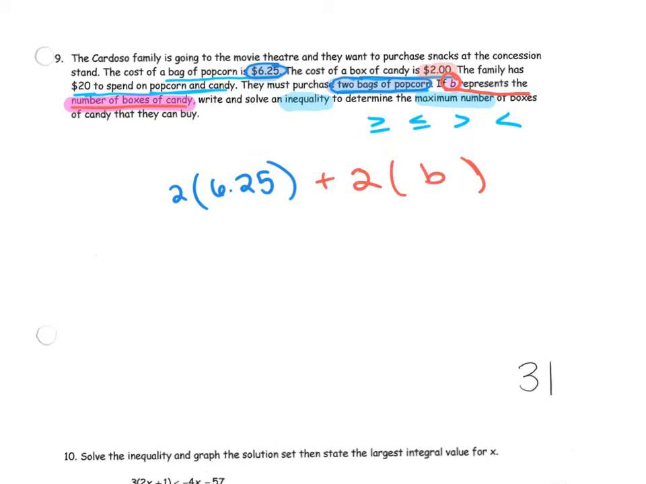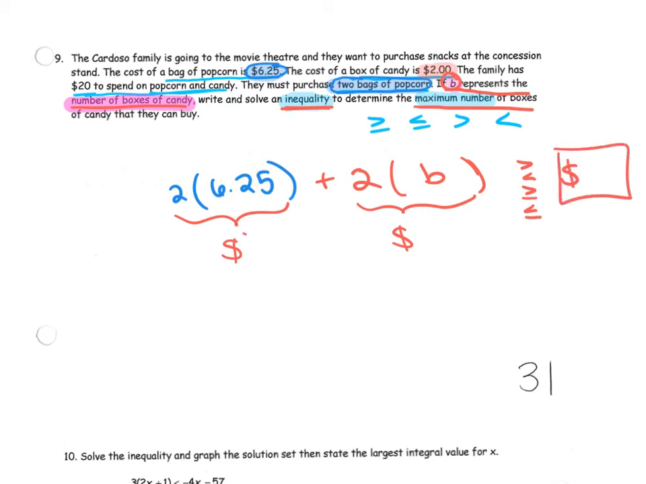And now we want to write an inequality to determine the maximum number of boxes we can buy. Well, guys, remember, this is dealing with money, and this is dealing with money. So our inequality, whether it's greater than, less than, greater than or equal to, less than or equal to, needs to be dealing with money on the right-hand side. You have money, money, this needs to be money. Okay, so let's see. Well, in this problem, we are told that we can spend $20.